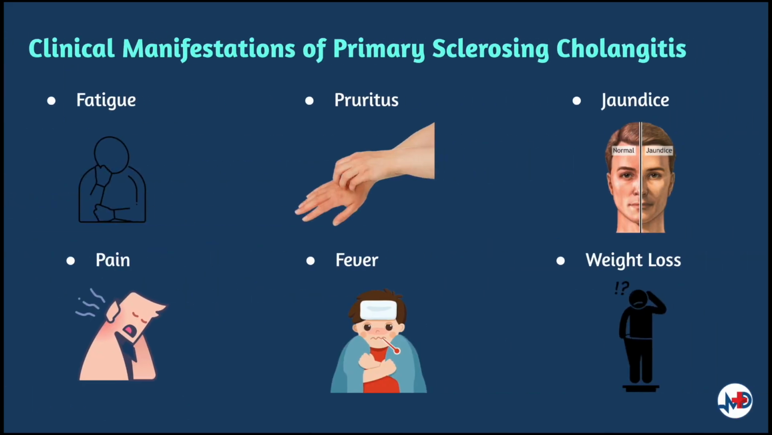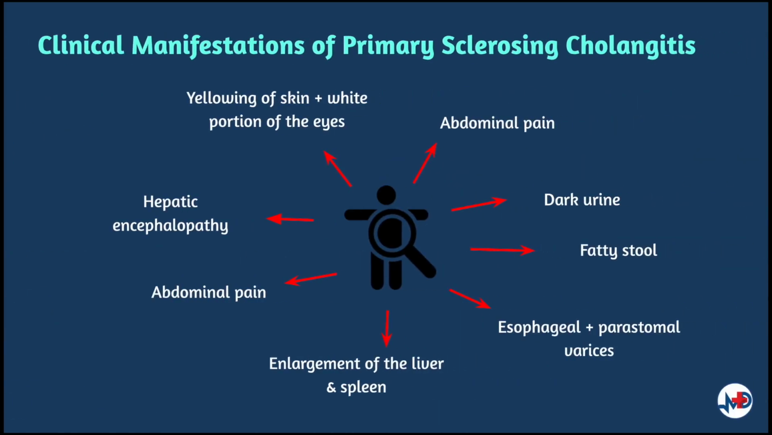Among the symptoms or clinical manifestations you want to look out for are fatigue and pruritus. One would complain of having yellowish discoloration of the skin, or jaundice, pain, fever, as well as weight loss. Nearly half of the people with primary sclerosing cholangitis do not have symptoms and are often incidentally discovered to have PSC due to abnormal liver function tests. But a substantial proportion of them will have debilitating signs and symptoms of the disease.